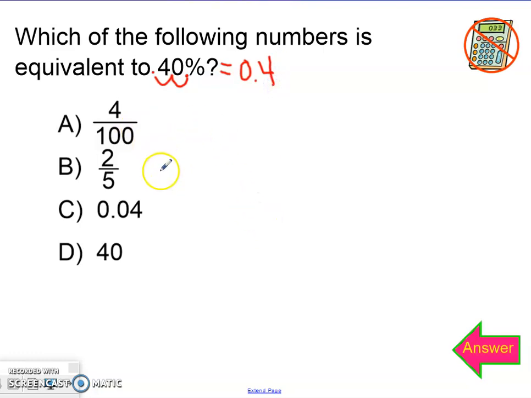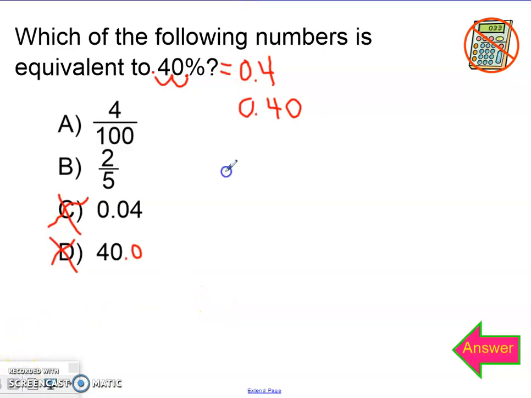Now I want to know which of these choices, A, B, C, or D, is going to be equal to 0.4 or 0.40. Right away, I see some choices that would not make sense. C says 0.04, and that is not the same as 0.4. And D says the number 40, like 40.0, and that is definitely not the same thing as 0.4. That is much, much greater. So my 2 choices left are A and B. I need to figure out which one of those is going to equal 0.4.